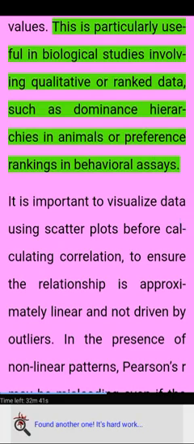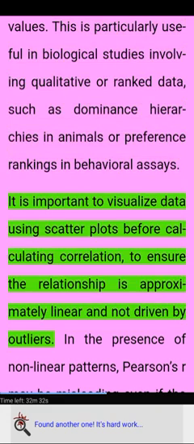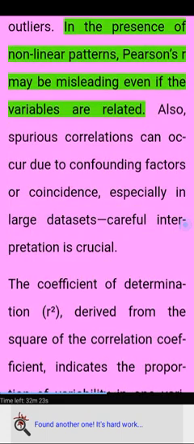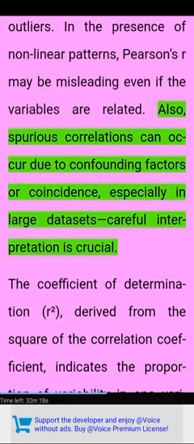rankings in behavioral assays. It is important to visualize data using scatter plots before calculating correlation, to ensure the relationship is approximately linear and not driven by outliers. In the presence of nonlinear patterns, Pearson's r may be misleading even if the variables are related. Also, spurious correlations can occur due to confounding factors or coincidence, especially in large datasets.